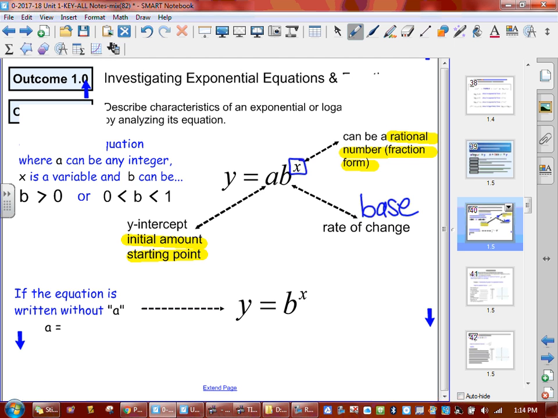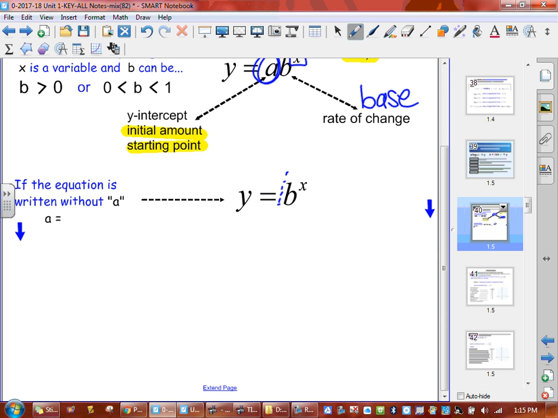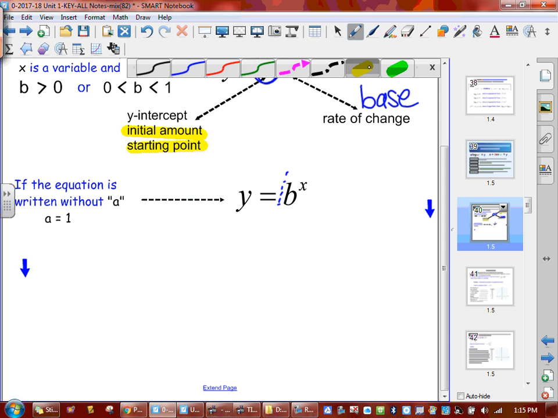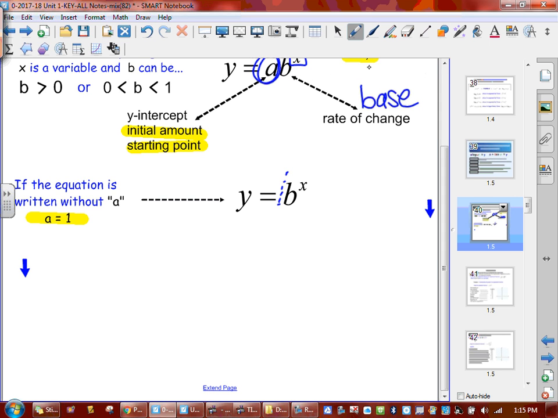Now, in an equation, you don't always see an A value. There's always an A value, but you don't always see it. If you don't see it, it's always a hiding 1. So that's what this says to us down here: if the equation is written without an A, A equals 1. That is super important for us to know, because that's its y-intercept. It will always touch the y-axis, no matter what.